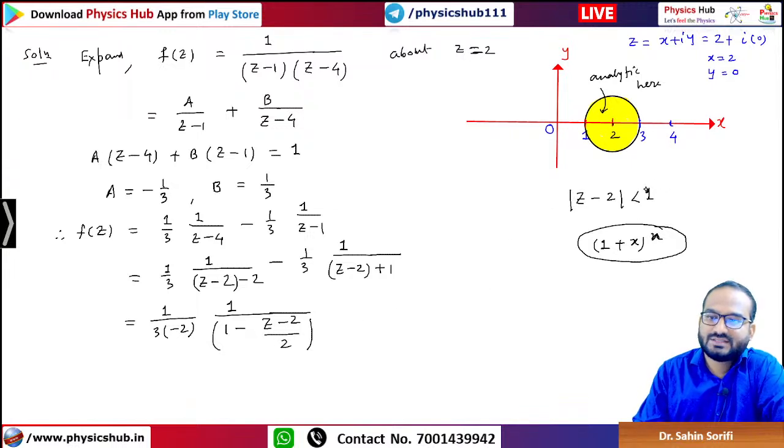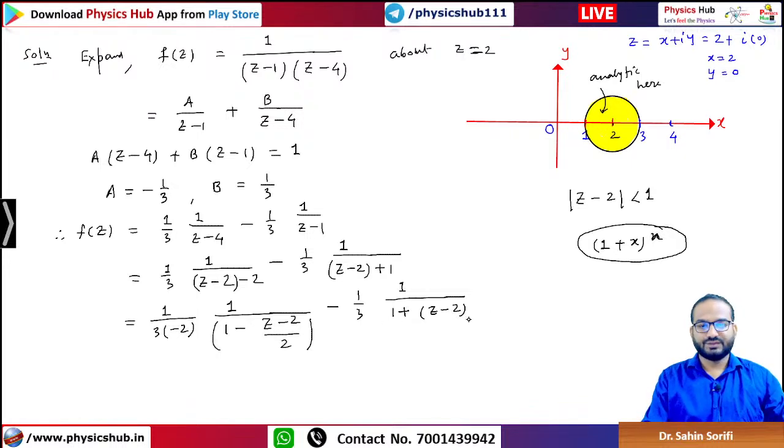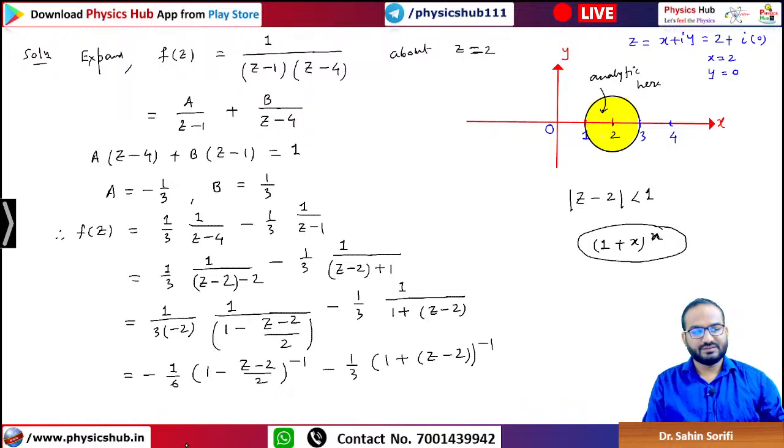Look, z minus 2 is less than 1, so z minus 2 by 2 is also less than 1. So that is why we are taking this minus 1/3 1 by. So we can write it as 1 plus z minus 2, because z minus 2 is already less than 1 and it is in the form of 1 plus z minus 2, so we can keep it like that, no need to take common. This is equals to minus 1 upon 6, 1 minus z minus 2 by 2 inverse minus 1/3, 1 plus z minus 2 inverse.